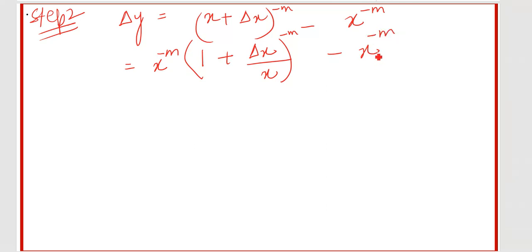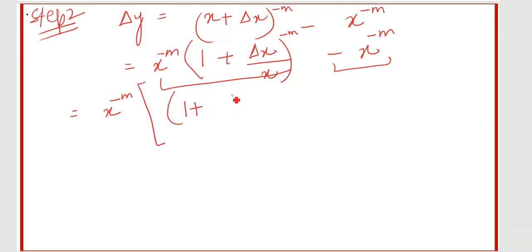So I told you I will let you know why I have made it x raised to power minus m, because here we have x raised to power minus m, here we also have x raised to power minus m. It means we can take x raised to power minus m common from this term and from this. So here we have (1 plus delta x over x) whole power minus m, but here only 1 is left, because we have taken x raised to power minus m as common.